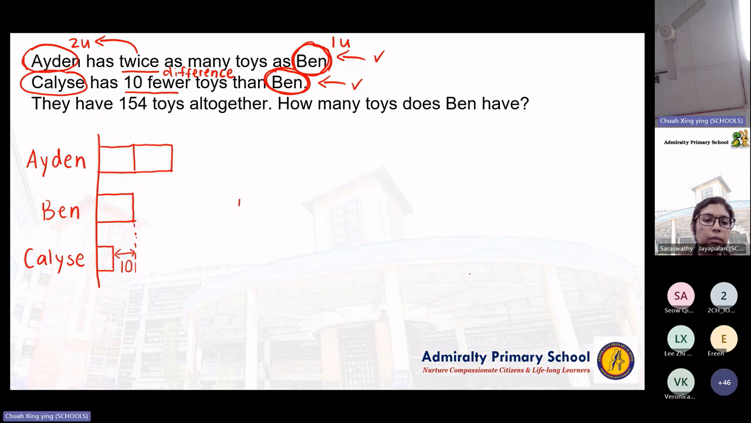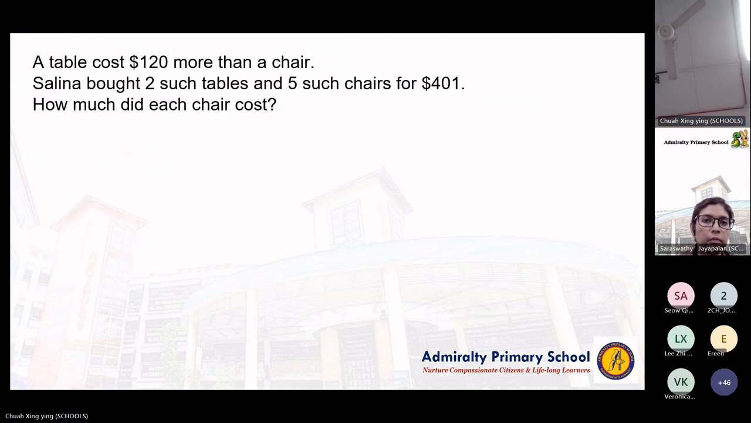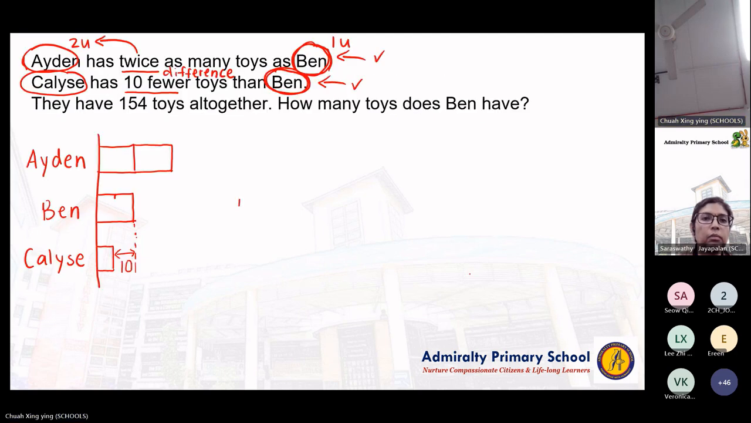At this point of time, we'll bring our children to see that... Okay, let me change color so that it's easier for us to see. At this moment, we'll get to see that the difference here between Ben and Kelly is 10.